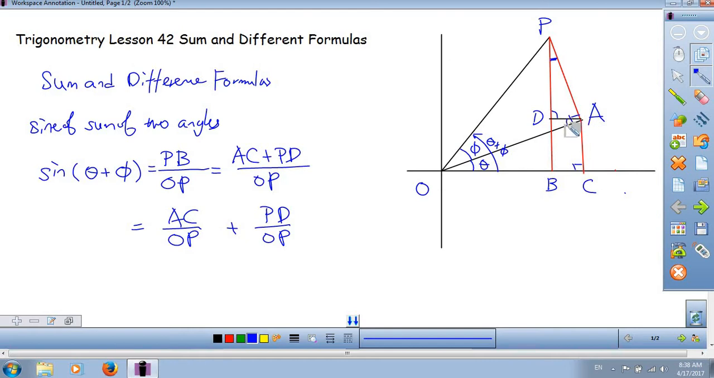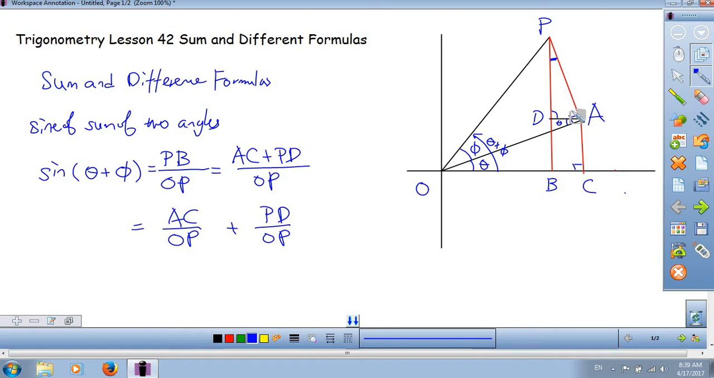Right here is theta, and the reason is they are alternate interior angles. If you remember, when you have two parallel lines and a transversal, those two are alternate interior angles. So this is theta. But you can also see that this angle is 90 minus theta, so this guy has to be theta, because they add up to 90 degrees. OAD and DAP add up to 90, so this guy is theta.